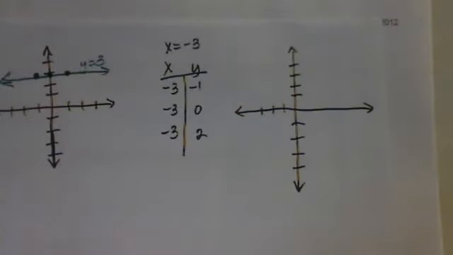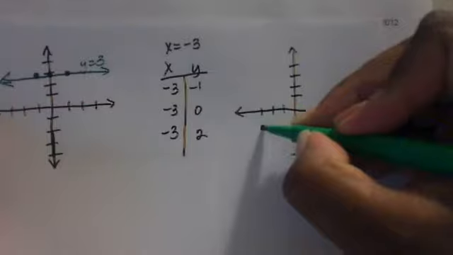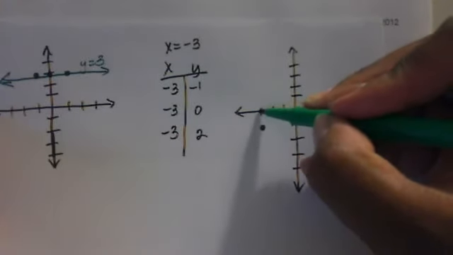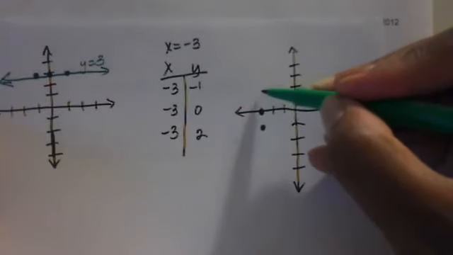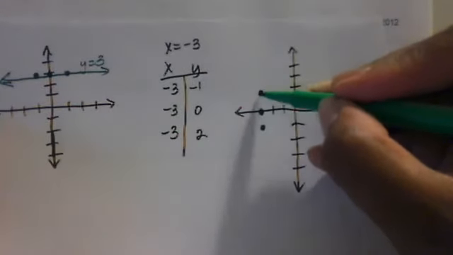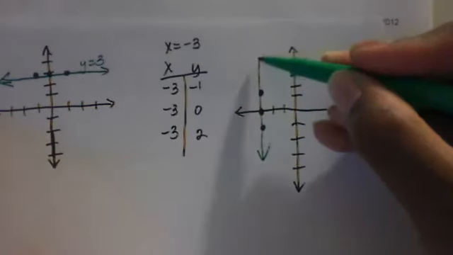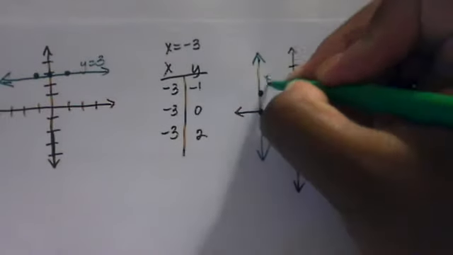Okay, let's graph this. (-3, -1) will be to the left 3 and down 1. (-3, 0) will be to the left 3, and the point will be on the x-axis. And then (-3, 2) will be to the left 3 and up 2. Now connect those 3 points, and you'll have the graph of that equation.